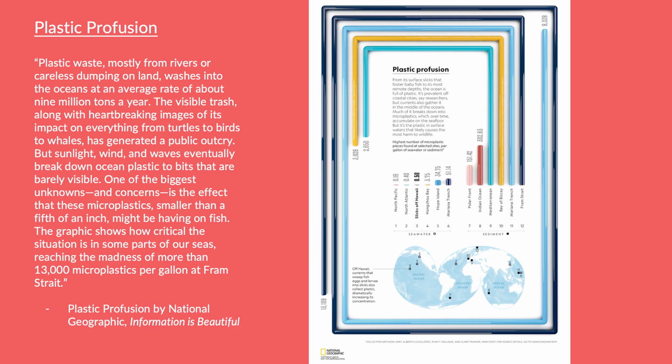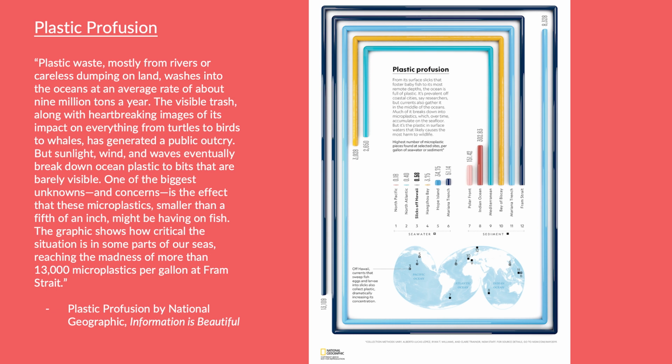One of the biggest unknowns and concerns is the effect these microplastics, smaller than a fifth of an inch, might be having on fish. This graphic shows how critical the situation is in some parts of our seas, reaching the madness of more than 13,000 microplastics per gallon at Fram Strait.